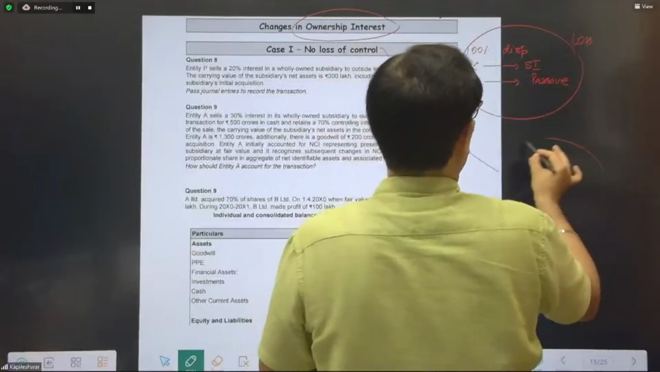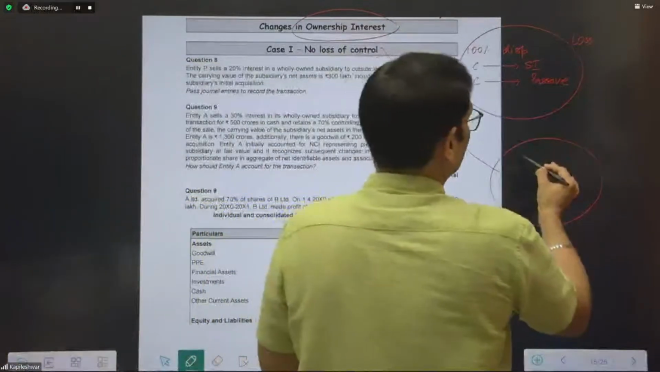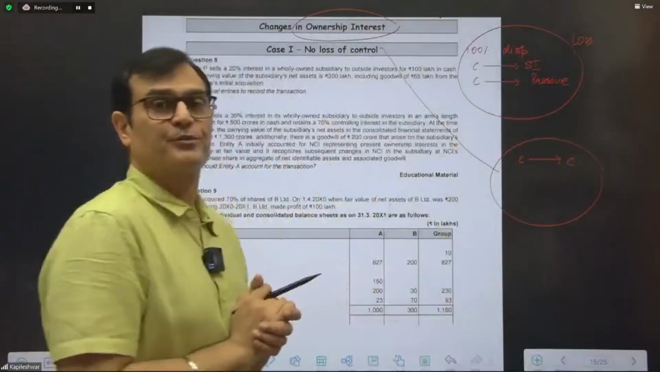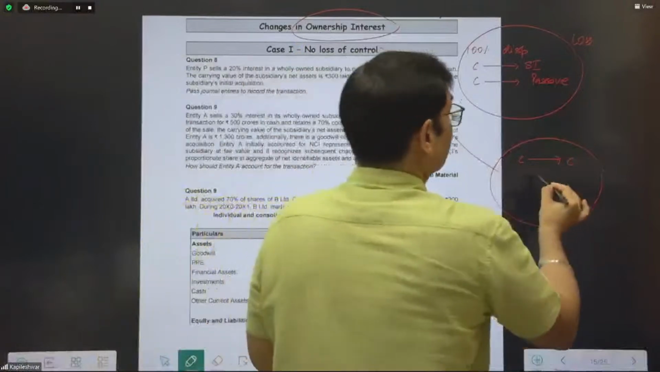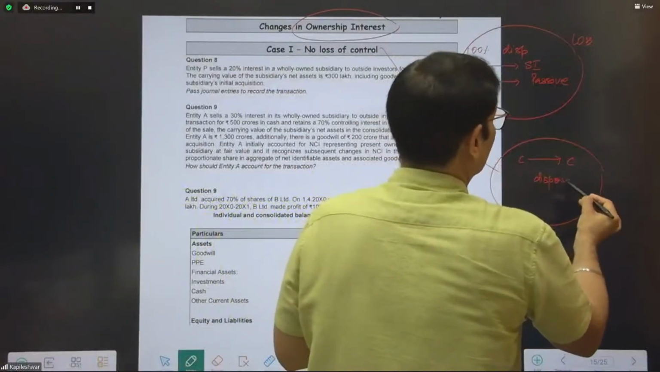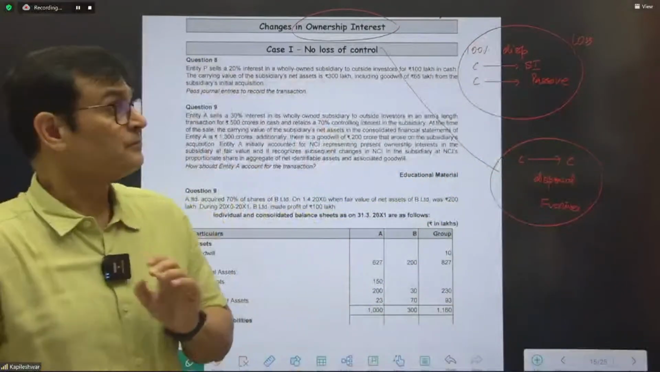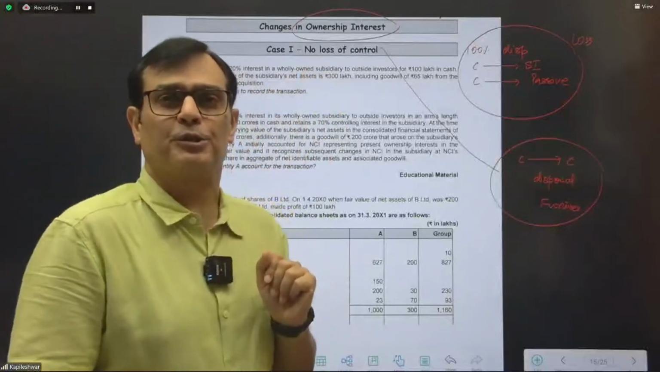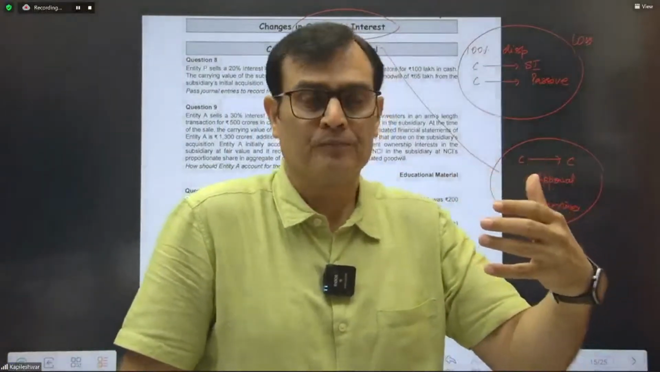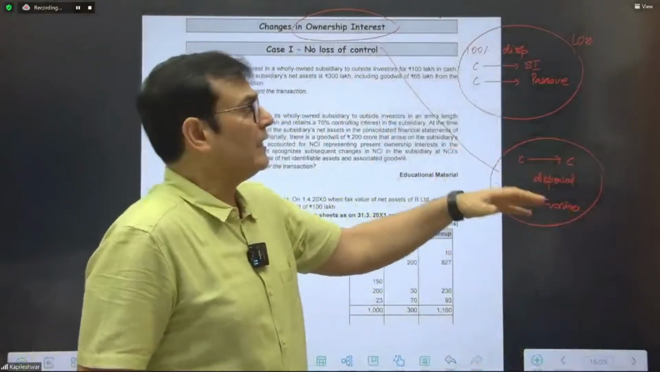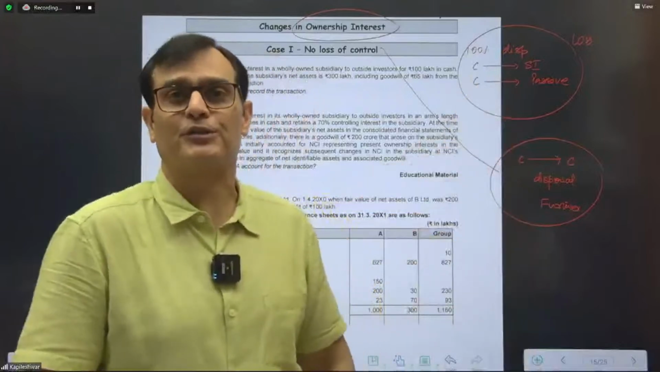Now, coming to the cases when there is no loss of control. No loss of control would mean that you dispose the shares, but the control continues. It could also be a further acquisition where you acquired more stake and the control continues. So in this case you can have two situations: you made a disposal, the percentage went down, but the control continues, or the percentage further increased. And if there is a loss of control, it can be 3 cases. So 2 plus 3, there are 5 cases in all.